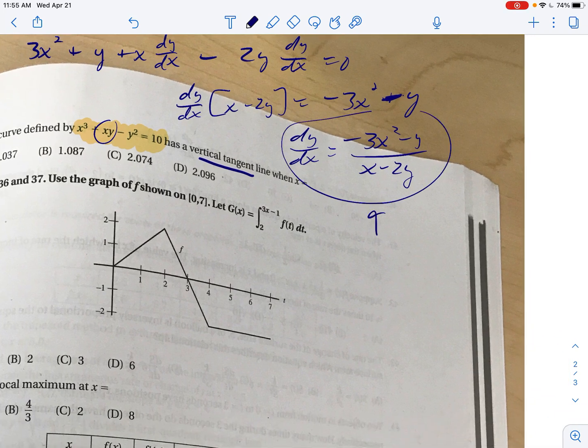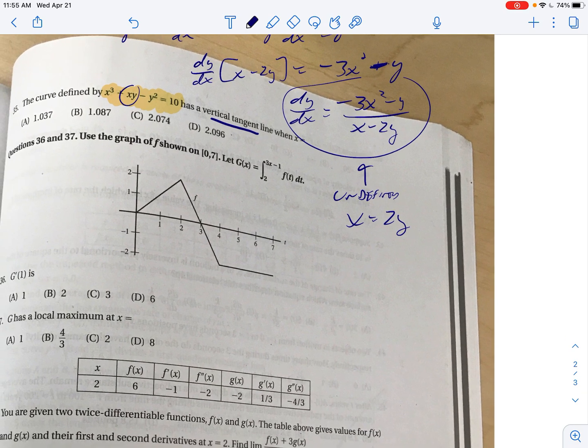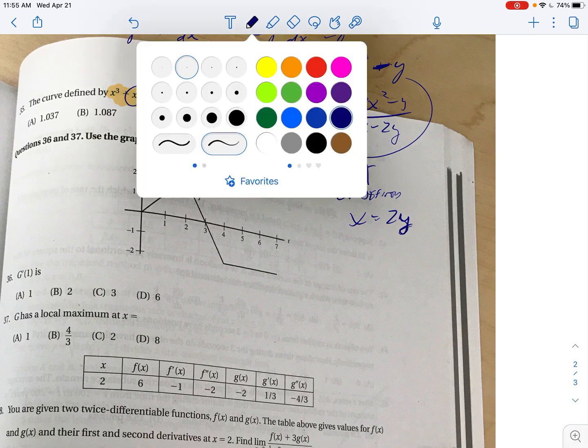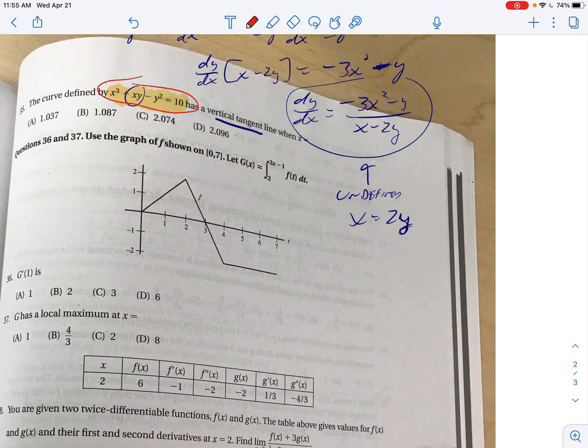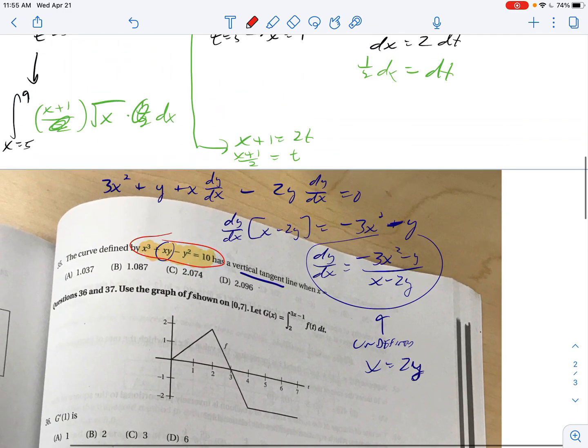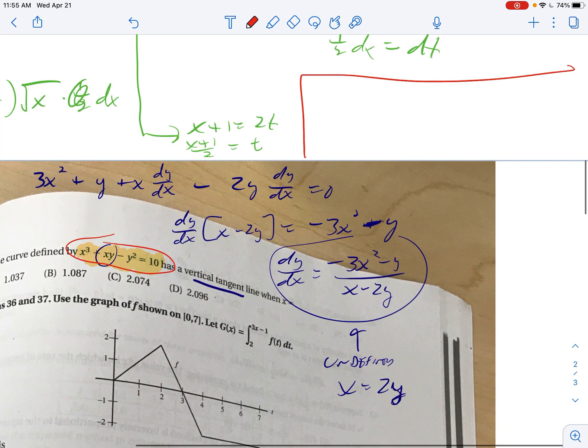This would be undefined if x equals 2y. So on the one hand, we're looking for the place where x equals 2y. On the other hand, it's on this curve. So we could make a substitution. I'll squeeze this in up here. X equals 2y means I have 8y cubed plus 2y times 2, so that's 2y squared, minus y squared is equal to 10.